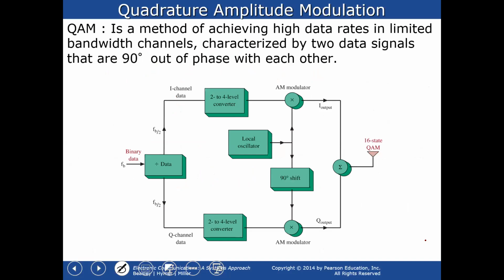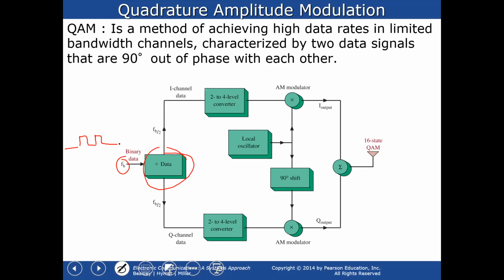Now, several special modulation techniques are used. The most popular system to achieve high data rates in limited bandwidth channels, we call it quadrature amplitude modulation, or QAM. So here in the block diagram that you see, this is a QAM transmitter. You're going to find that the binary data are first fed to a divider data block here. So your binary data is coming here at a frequency of FB. So this is your data.